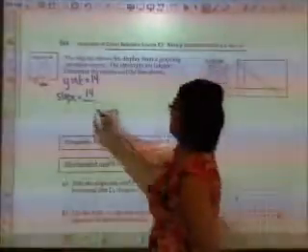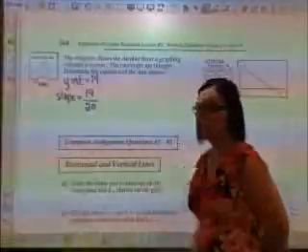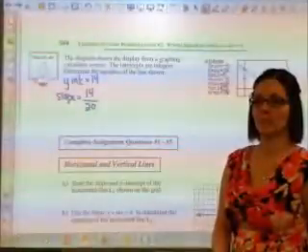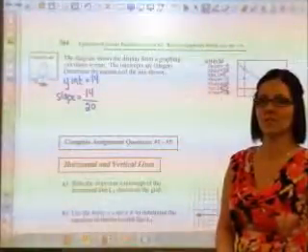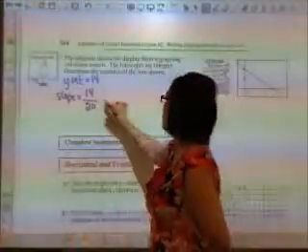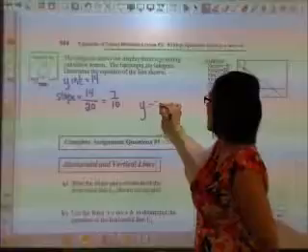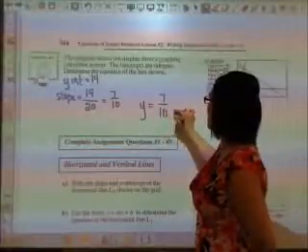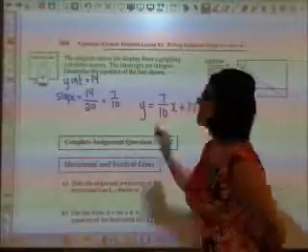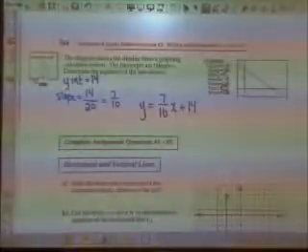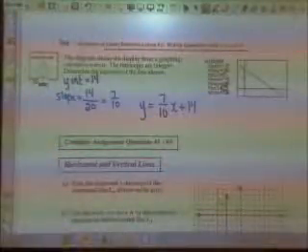Okay? And would I leave it as 14 over 20? What would I reduce it to? 7 over 10. So then my equation would be y equals 7 over 10x plus 14. Okay, graph that line and tell me if it matches up to what's on the screen.